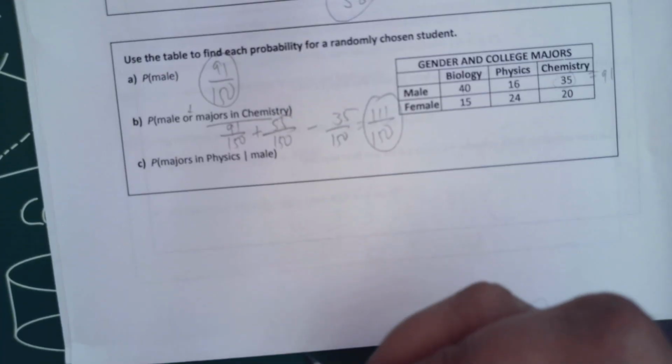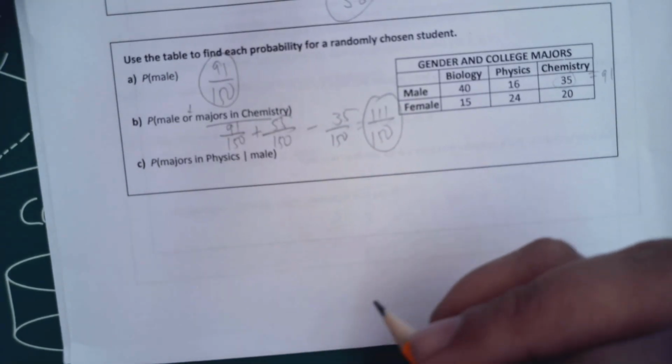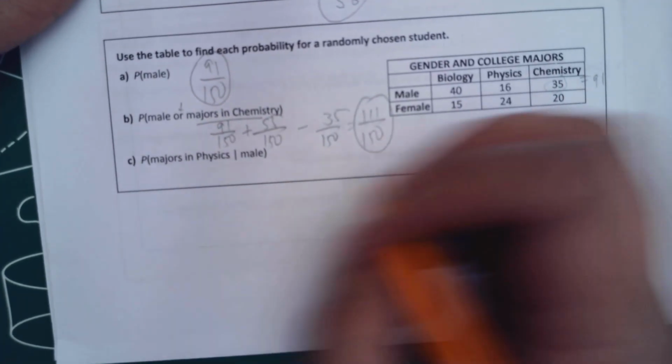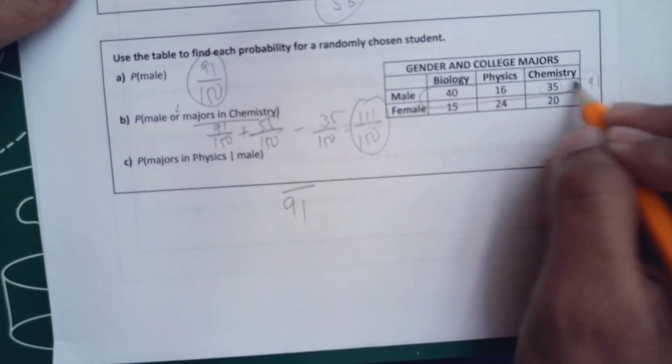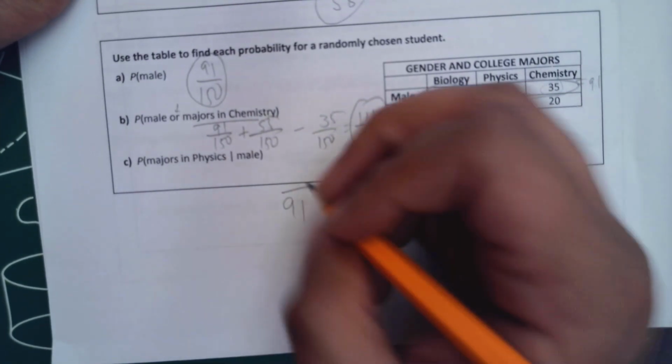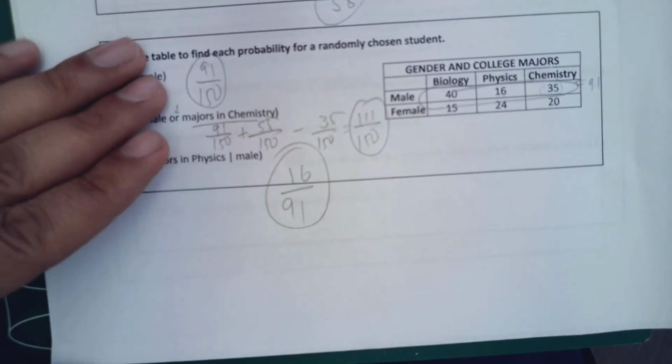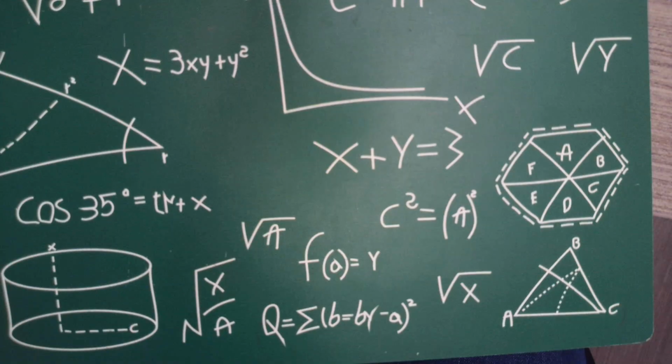Alright, what is the probability that you pick a student that majors in physics given they are male? And I know there is 91 males, right? Out of those 91 males, how many major in physics? 16. So 16 over 91 is your answer. Alrighty.